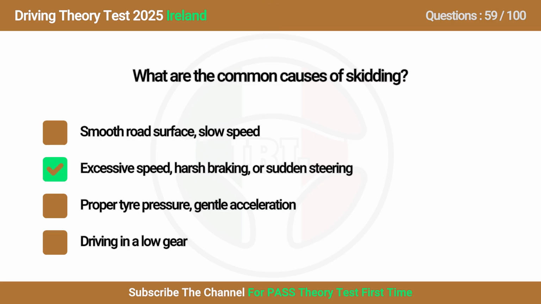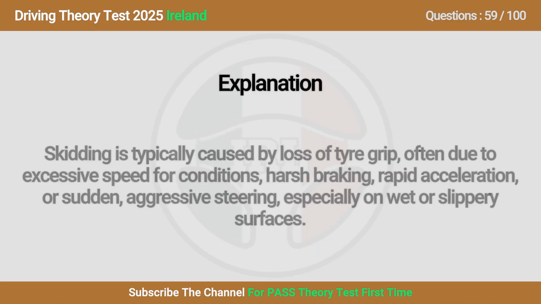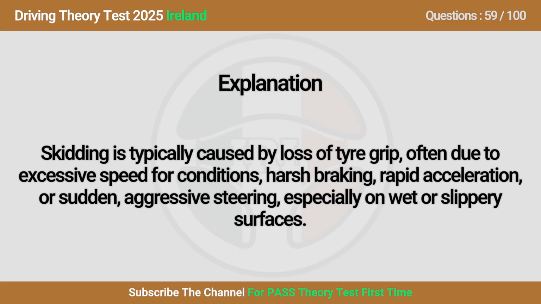Answer is B. Excessive speed, harsh braking, or sudden steering. Skidding is typically caused by loss of tire grip, often due to excessive speed for conditions, harsh braking, rapid acceleration, or sudden aggressive steering, especially on wet or slippery surfaces.